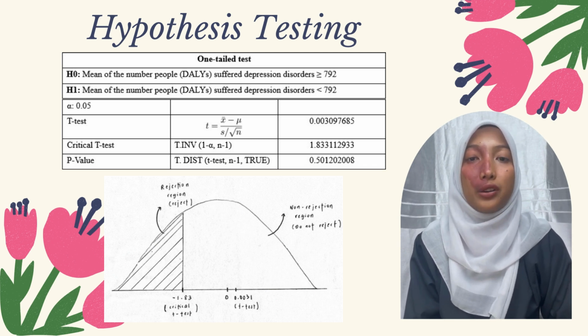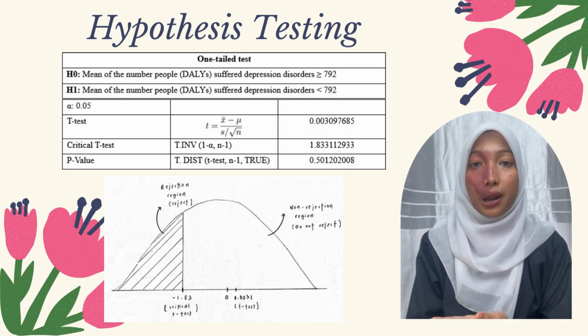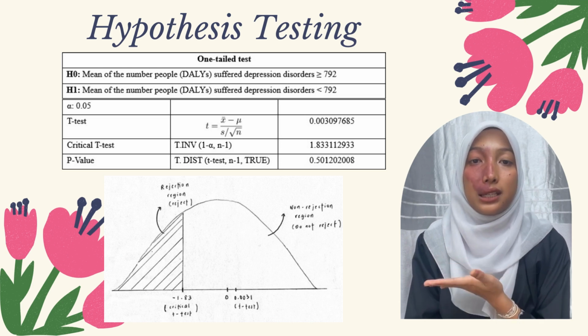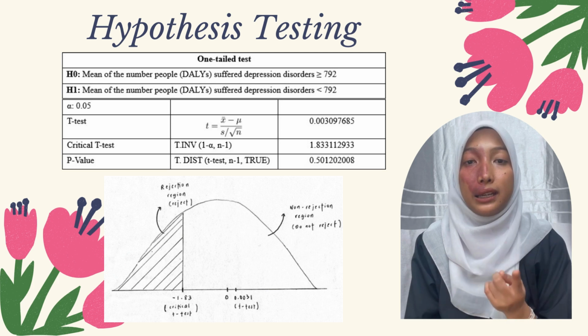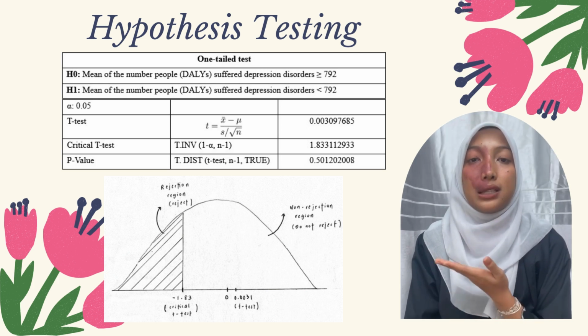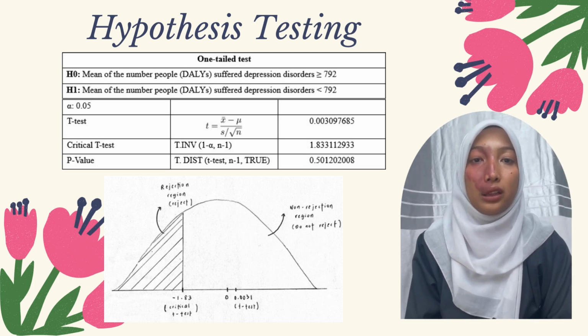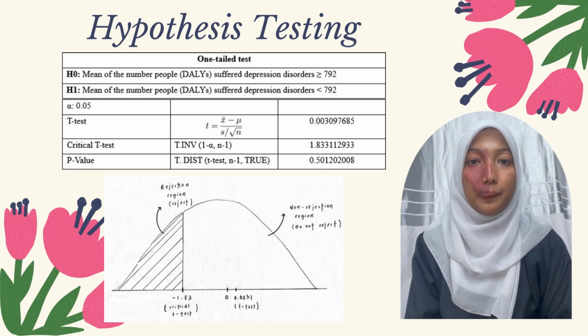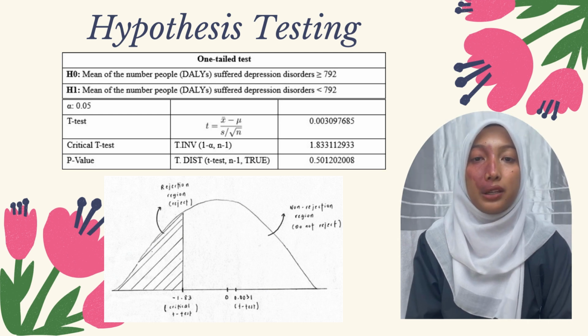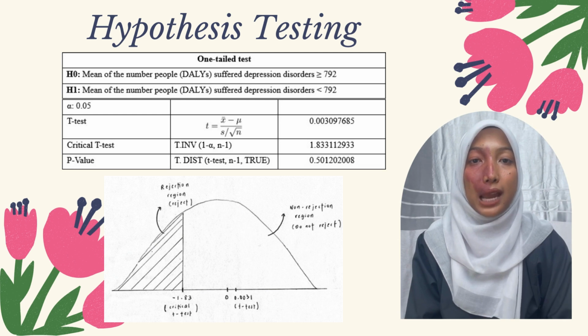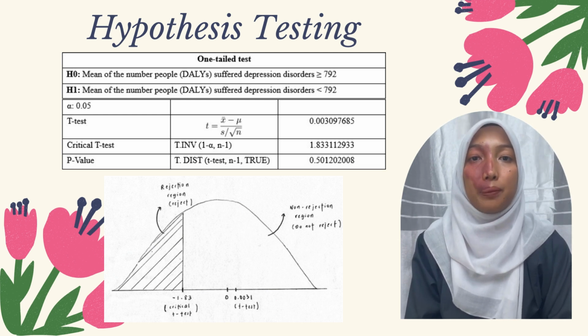The critical value of negative 1.83 does not reject the null hypothesis as shown in the diagram. The reason for this is that the t-test value, which is 0.0031, is located in the non-rejection zone. To support this assertion, I employ the p-value method to accept H0 and reject H1. We reject the null hypothesis if the p-value is less than alpha, but not if it is bigger. The p-value in my dataset is 0.50, which exceeds alpha 0.05. This indicates that the null hypothesis should not be rejected.